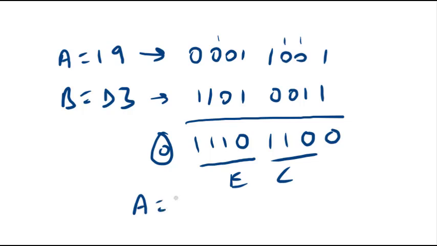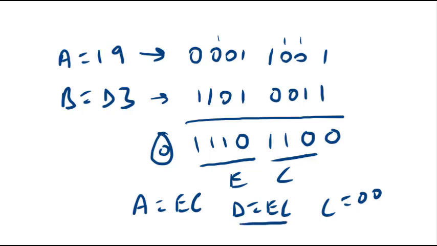So the result gets stored in A because no carry is generated. D is also EC, and register C contains 00, so the result gets stored in D, which is actually from A. Okay, so no carry is generated. So we have verified the result.